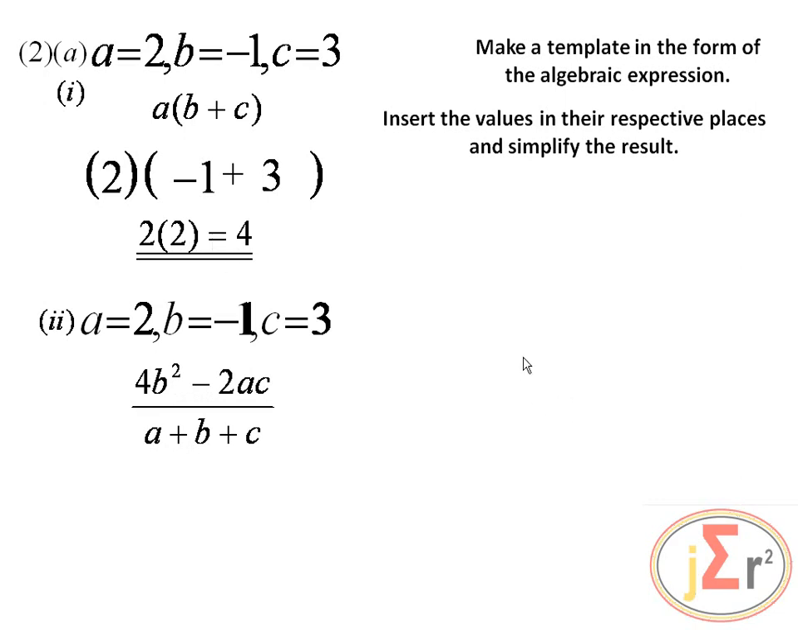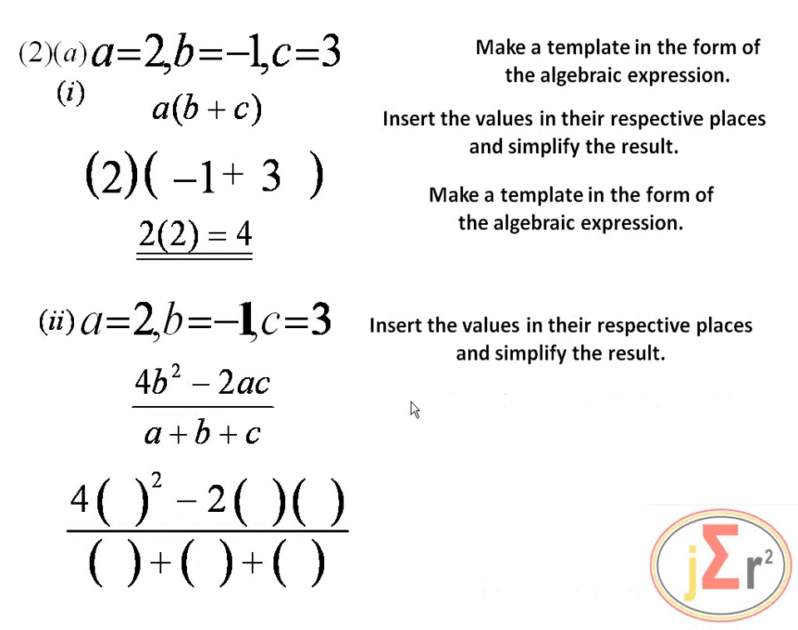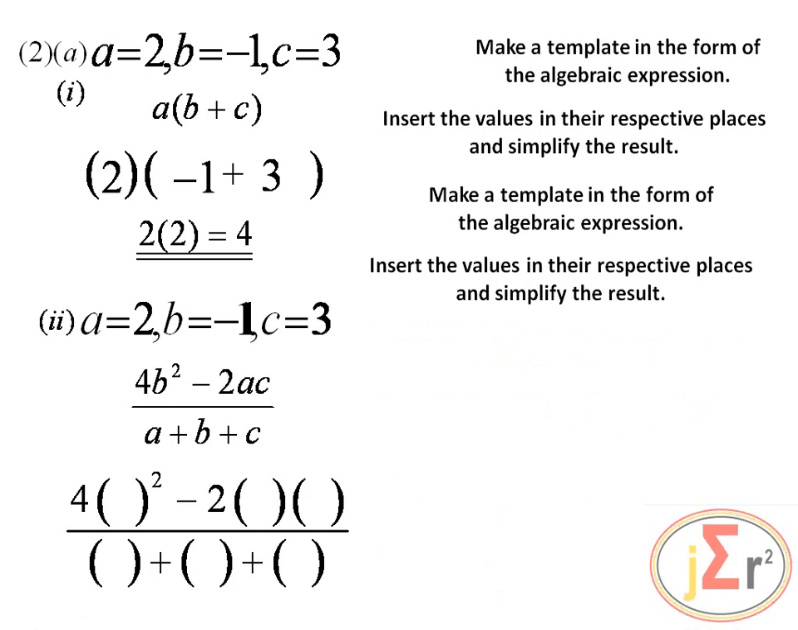We have a similar situation here, but the expression that we will substitute into is a little bit heavier than the one that we had before. We put a template like we had before. We leave our slot for B right here, and of course the square is there just as we have it, and 2, and we have the slot for A, the slot for C, and so on. So let us insert the values in their respective places and simplify the result. So the 2 will go there.